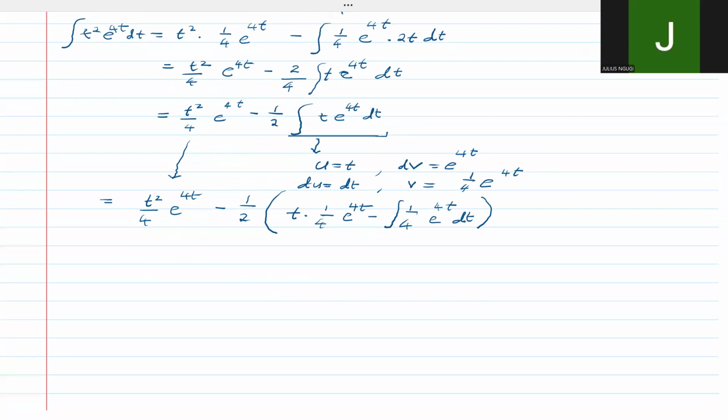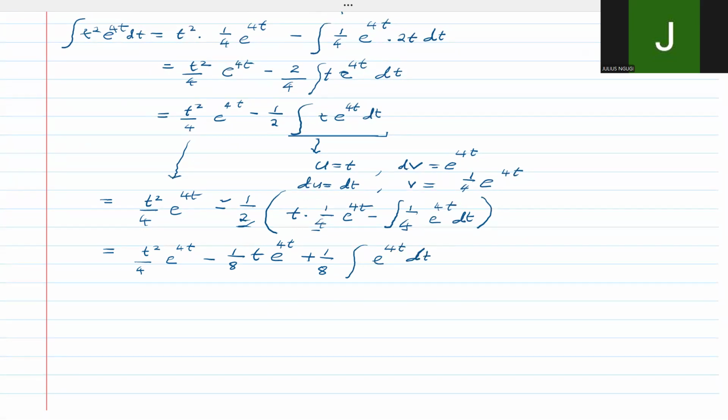So again, we clean it up. We have t squared divided by 4 e to the power of 4t minus a half. This a half and this a quarter make 1 over 8 t e to the power 4t. This minus sign here and this minus sign here become plus. Then a half, this a half we find here, and a quarter there become 1 over 8. Then the integral of e to the power of 4t with respect to t.